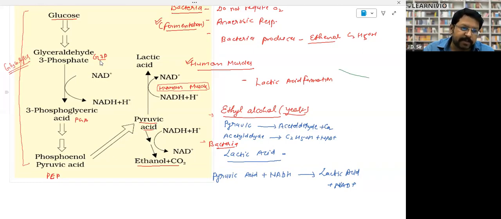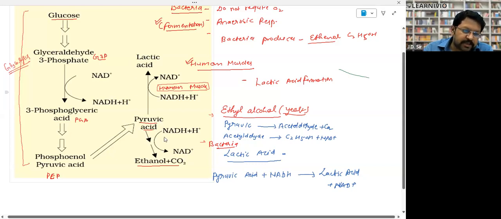Whenever we make bread, cake, alcohol or beer and all that, we use the fermentation process. And for fermentation, we use yeast and bacteria. So look, pyruvic acid breaks down into ethanol and carbon dioxide. The net product is ethanol and carbon dioxide, and energy is utilized over here.